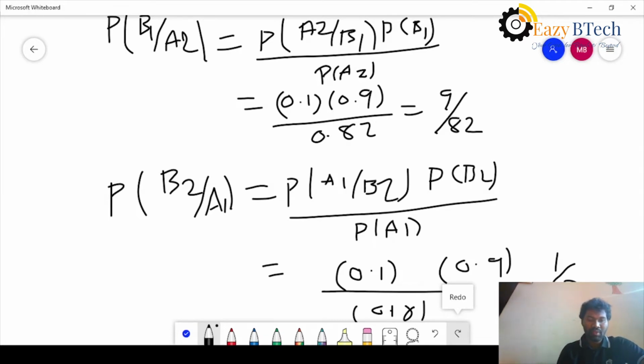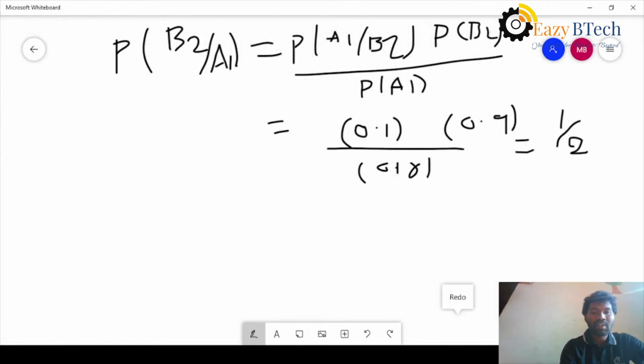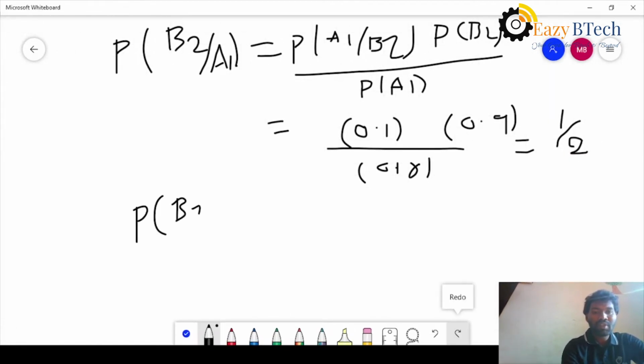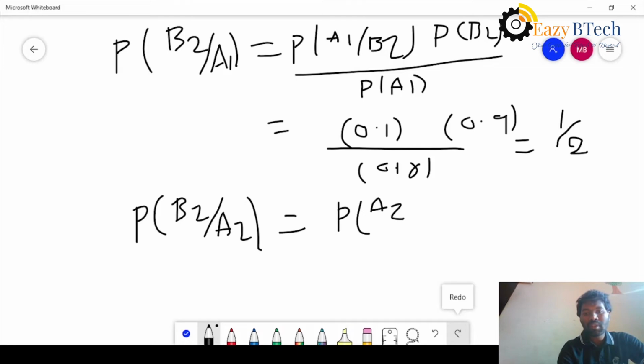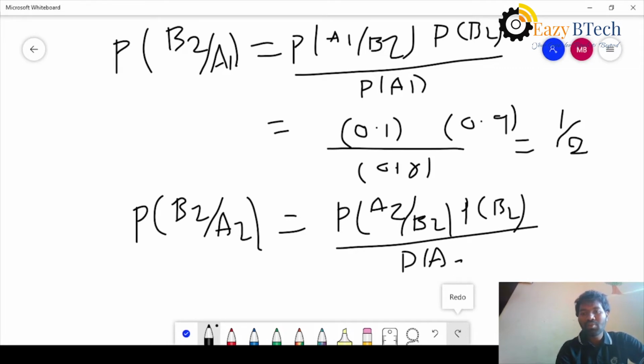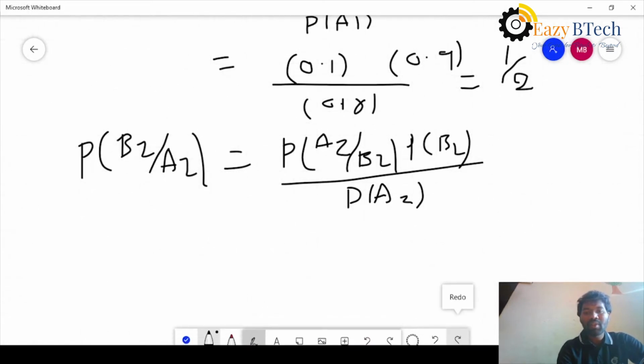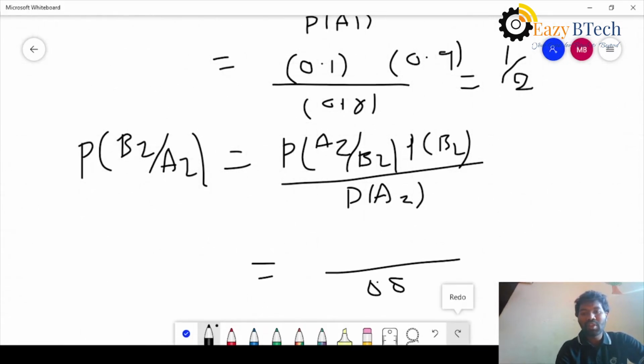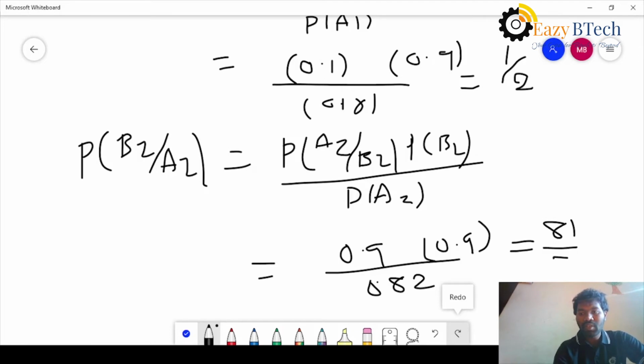Okay. Now in the final thing, what you have to find out is P of B2 given A2. The formula is like this: A2 given B2 into P of B2 divided by P of A2. We already know the value of P of A2, it is 0.82, and P of B2 is equal to 0.9. And what is P of A2 given B2? A2 given B2 is also 0.9. So the answer is 81 by 82.